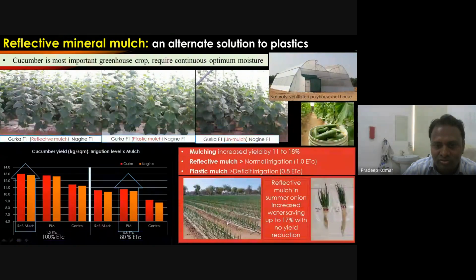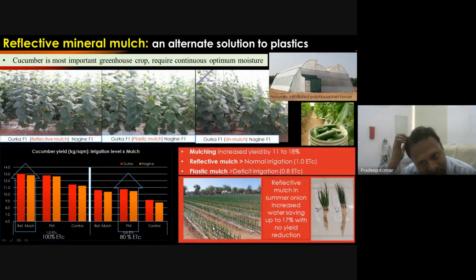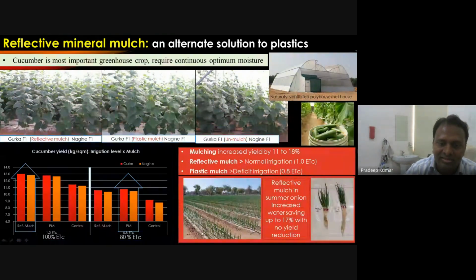So we have also used it in open field in the case of onion, because onion is grown during summer, planting in January and the last harvest by the end of April or May. There is no rain, because the problem with the application of mulches is water splash, whether it's sprinkler irrigation or rainfall. But under drip, any summer season crop can be taken, and this reflective mulch can be used.